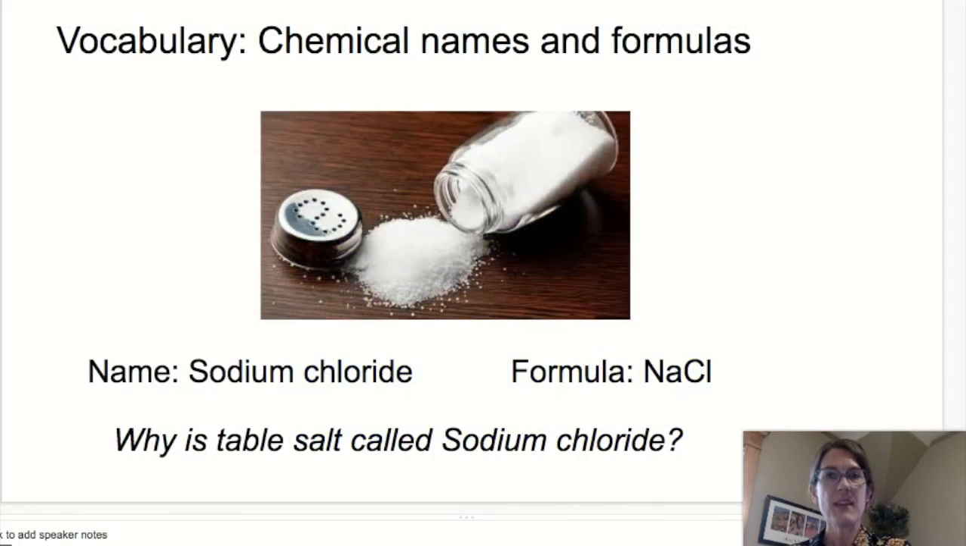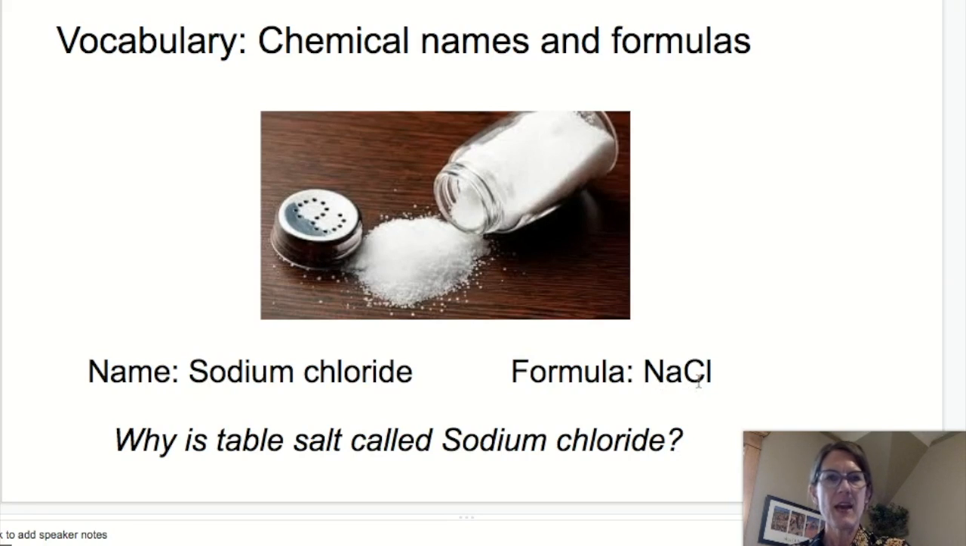All right, we're going to practice a little bit with the names before we end this. So vocabulary again, chemical names and formulas. When you see the words written out, of course, that's the name. And when you see the symbols, that's a formula.